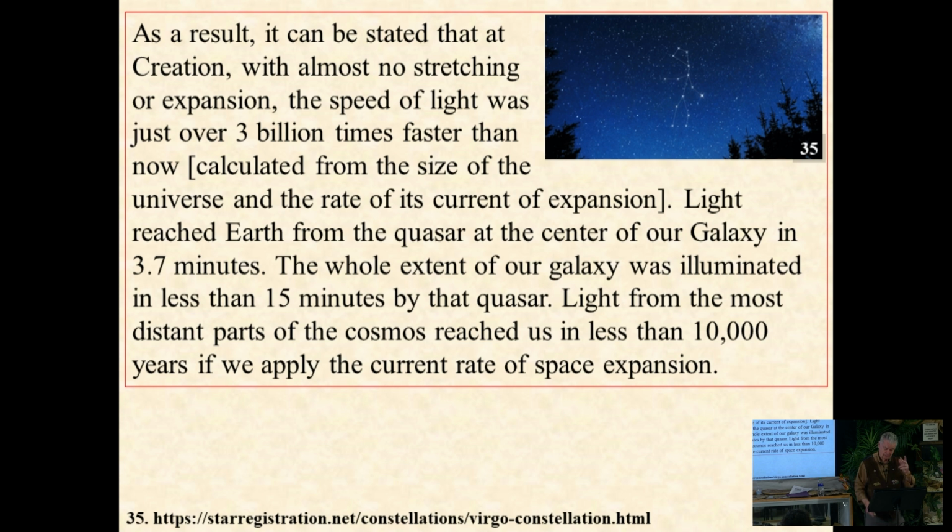As a result, it can be stated, quoting Barry Setterfield, that at creation, with almost no stretching or expansion, the speed of light was just over 3 billion times faster than now, calculated from the size of the universe and the rate of its current expansion. Light reached Earth from the quasar at the center of our galaxy in 3.7 minutes. Now it takes 8 minutes for light to get here from the sun. So at that point, from the center of the Milky Way galaxy, only 3.5 minutes to get here. The whole extent of our galaxy was illuminated in less than 15 minutes by that quasar.